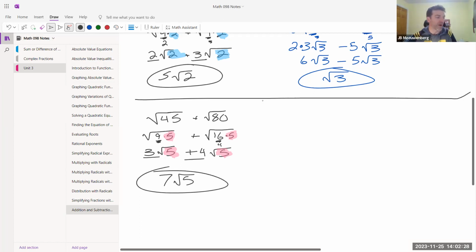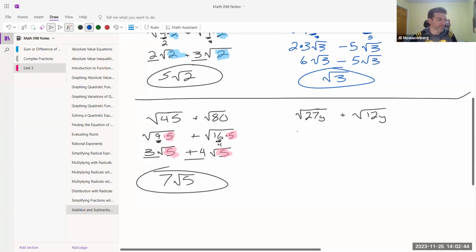And now we're going to put in some variables. We haven't seen variables yet. Square root of 27y plus the square root of 12y. Again, try this on your own first. See if you can figure out how this goes.